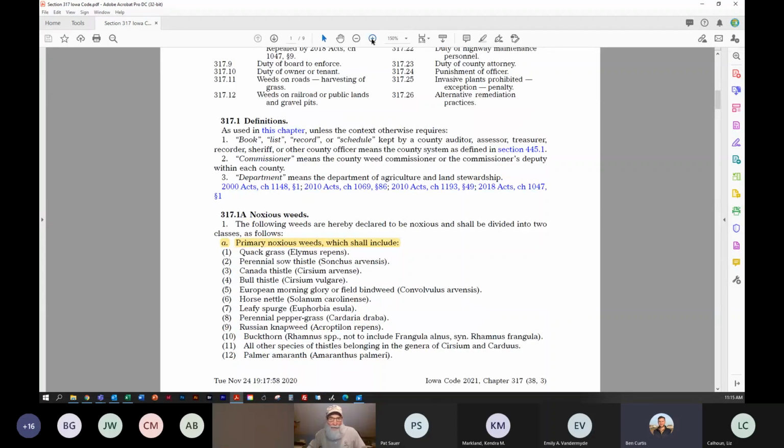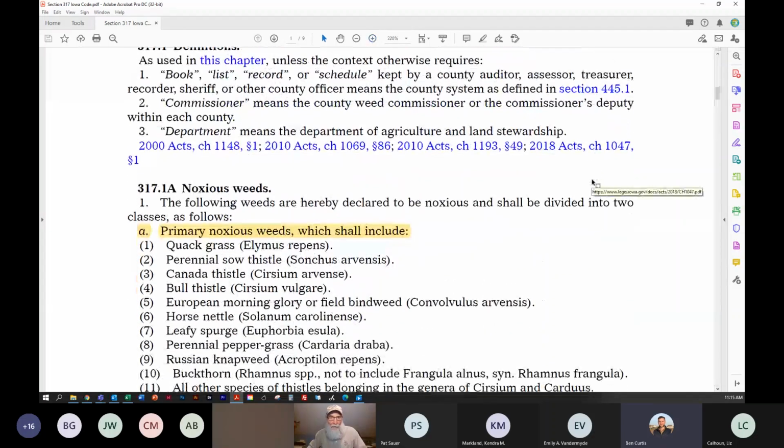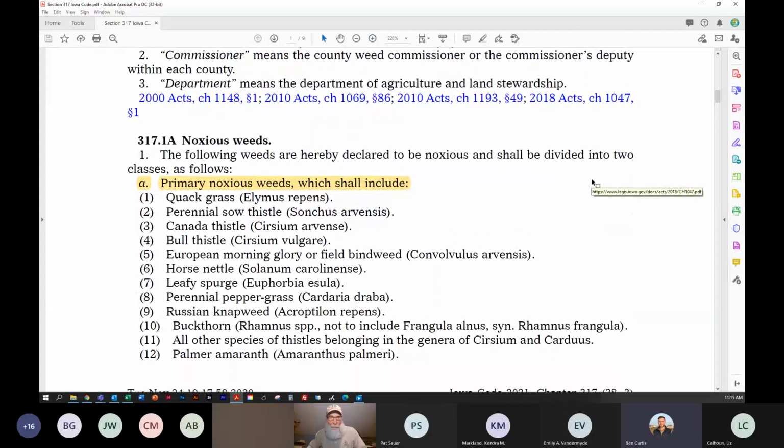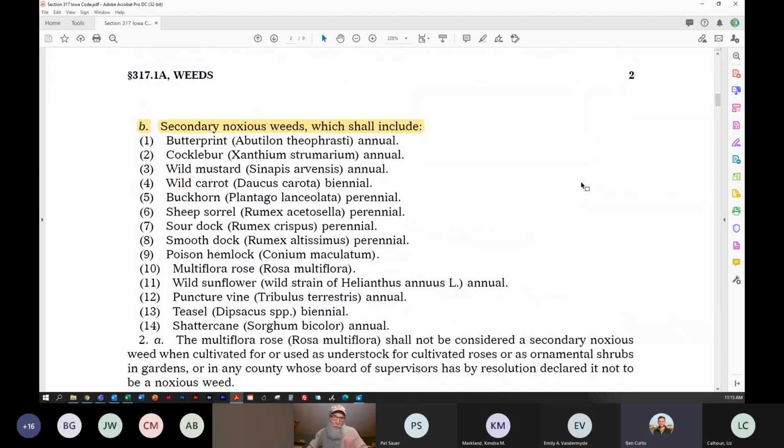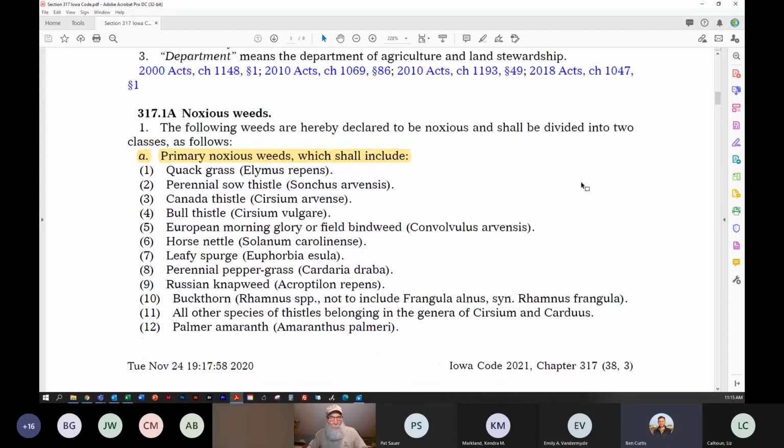So there are some different classes. I think there are two different classes: the primary noxious weeds, which have a list there, and then I think another secondary list. I'm not quite sure, because I don't use this day in and day out, but I think the primary ones are the ones that need to be controlled from a legal standpoint. Does anyone else know about this?